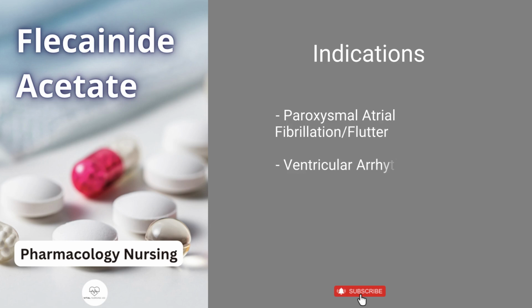Starting with indications. First, let's discuss why we use Flecainide Acetate. This medication is primarily used to treat paroxysmal atrial fibrillation flutter, ventricular arrhythmias, and supraventricular tachycardias. Let's briefly go over each use and how it works.